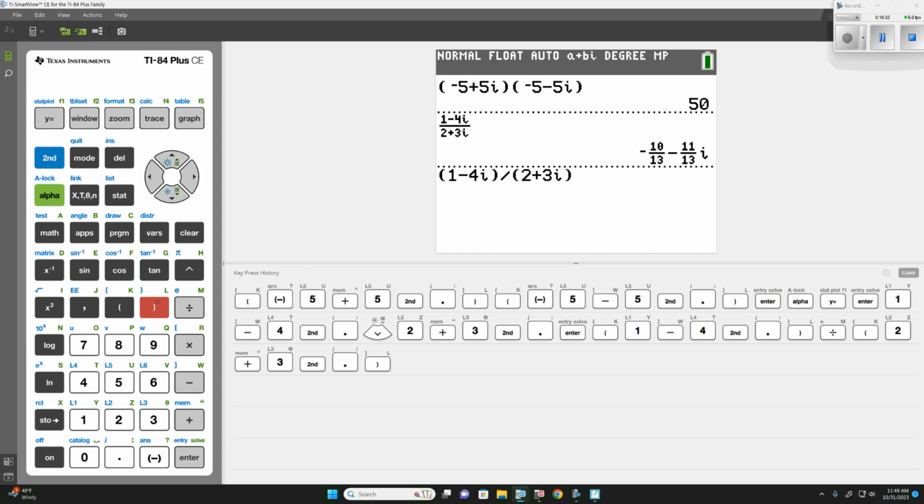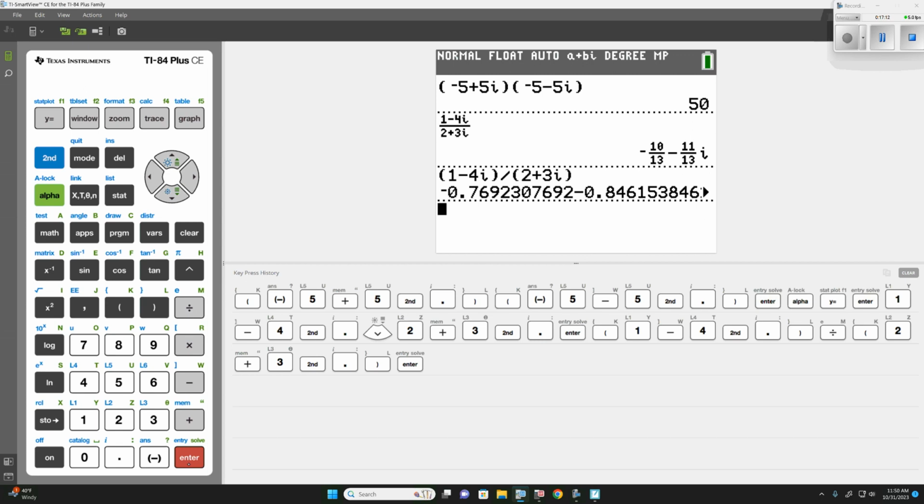So we got an answer, yes? Did you put parentheses around it? Division. We're not doing multiplication because we're dividing. Because a fraction is the same as division. So we do parentheses 1 minus 4i, close parentheses, our division key, parentheses 2 plus 3i. Hit enter. Yeah. We get decimals.